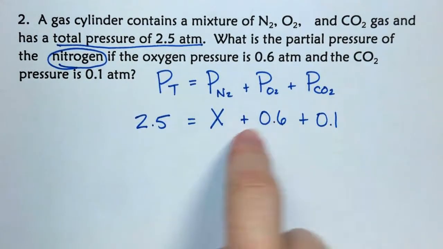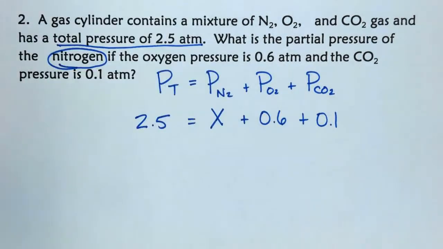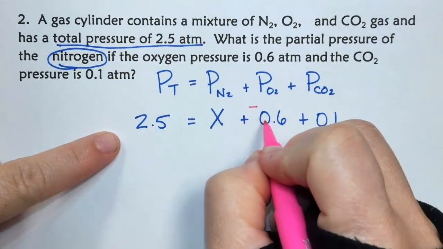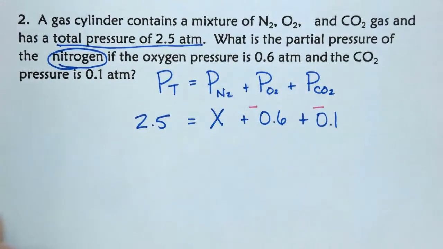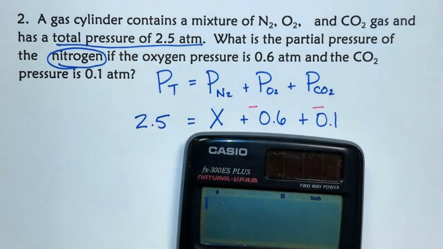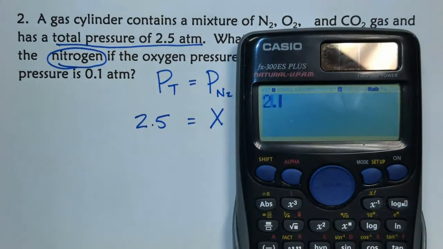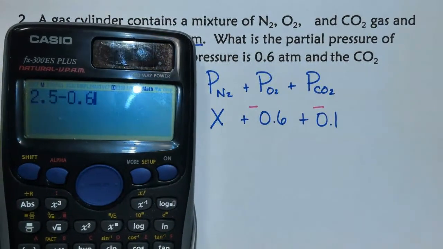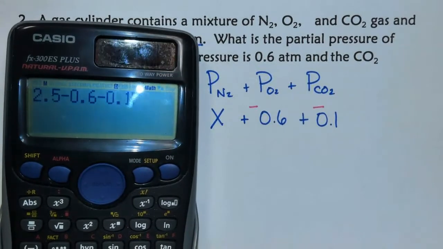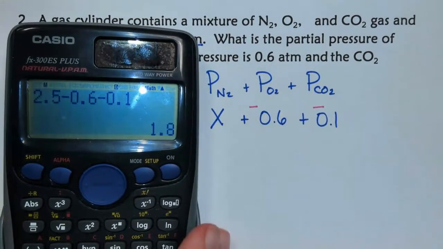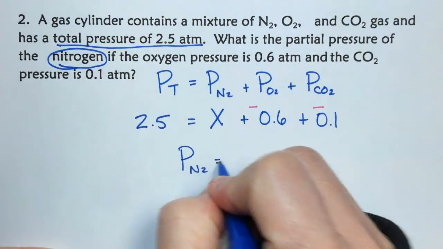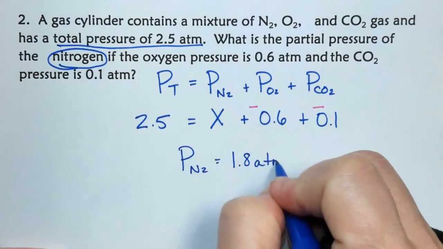So in order to solve this, these are addition, which means the opposite of that is subtraction. So in order to solve it, I'm just going to take the total pressure, 2.5, and subtract 0.6 and then subtract 0.1. So it's going to go 2.5 minus 0.6 minus 0.1. And we get 1.8 as our pressure for nitrogen. So nitrogen's pressure is 1.8, and that's atmospheres.